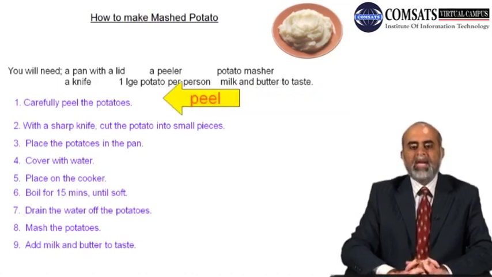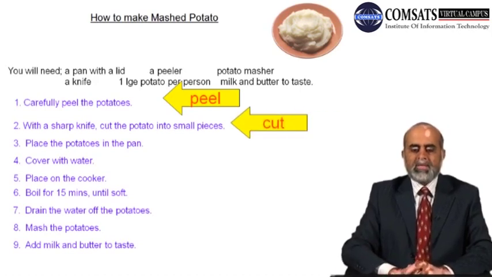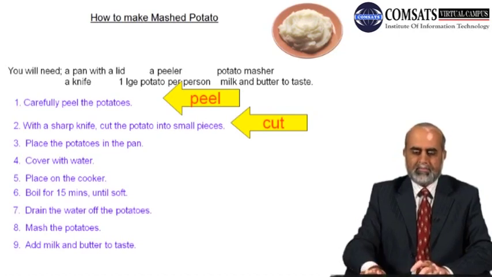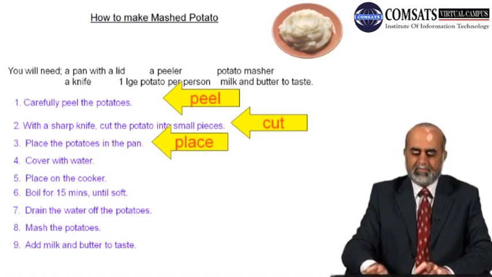So here we have the action words. Peel. In this sentence, we have peel the potatoes. So the action word is peel. And the word carefully sets the condition for this action word. Step 2, we have the action word which is cut. Step 3, place. And remember, place can also be used as a noun, but here it is used as a verb.